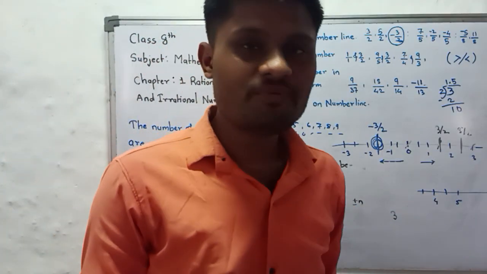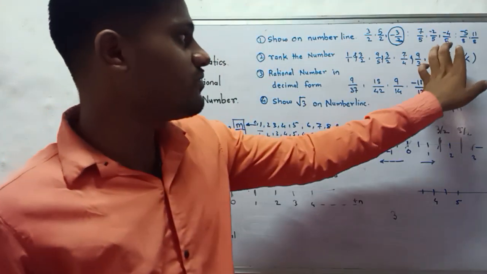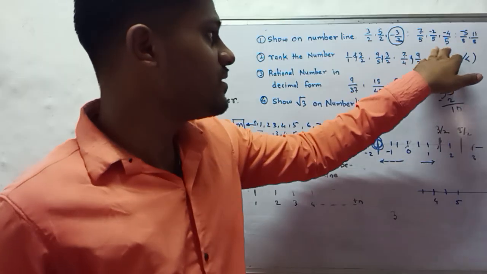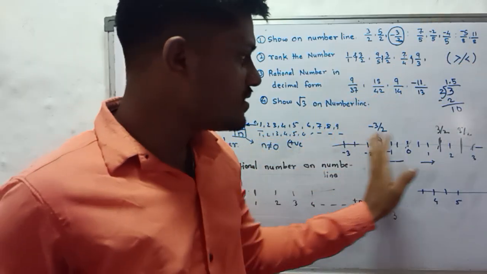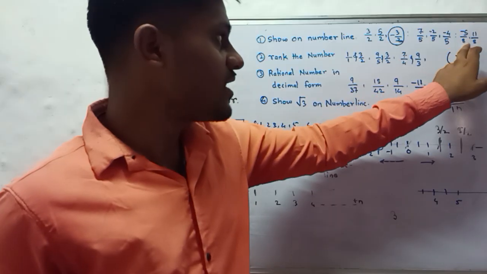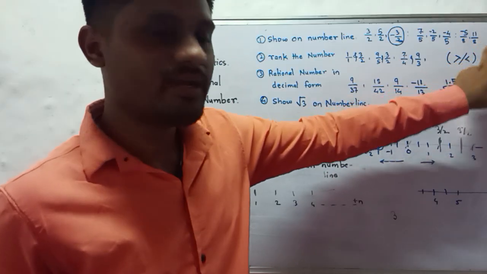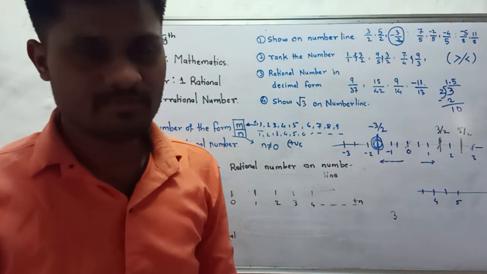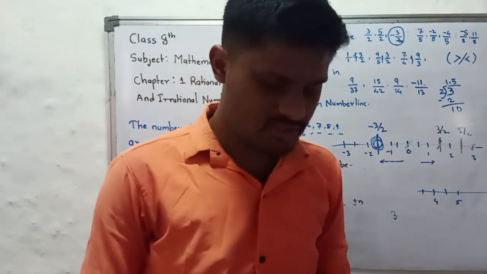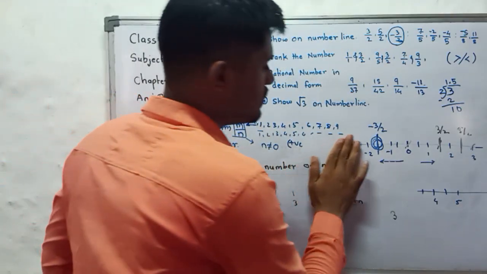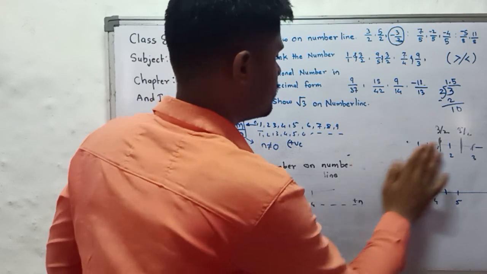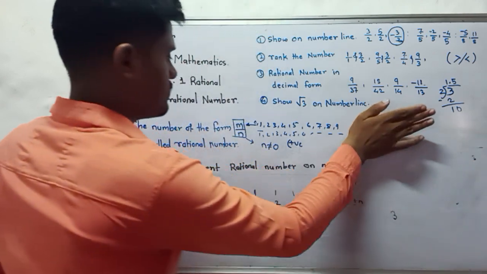Now you have two questions in homework: you have to represent 7/5 on this number line, then -5 1/8 on this particular number line. So this was this session.